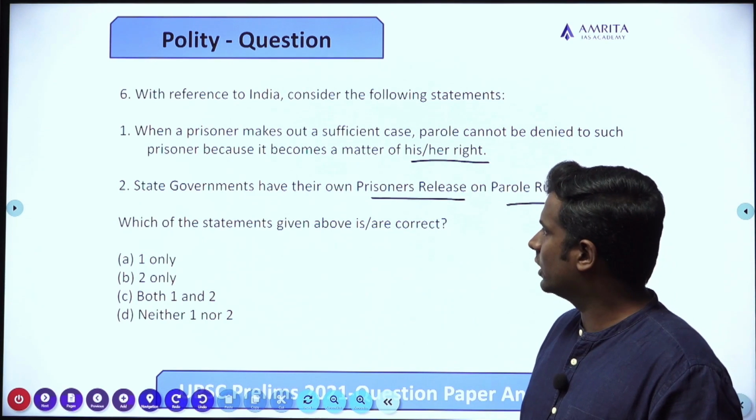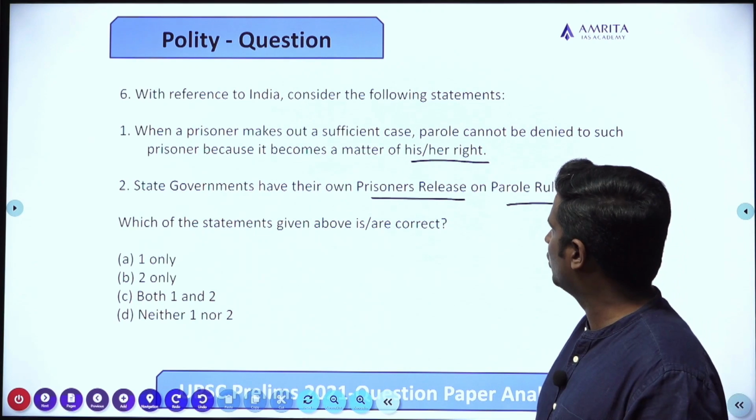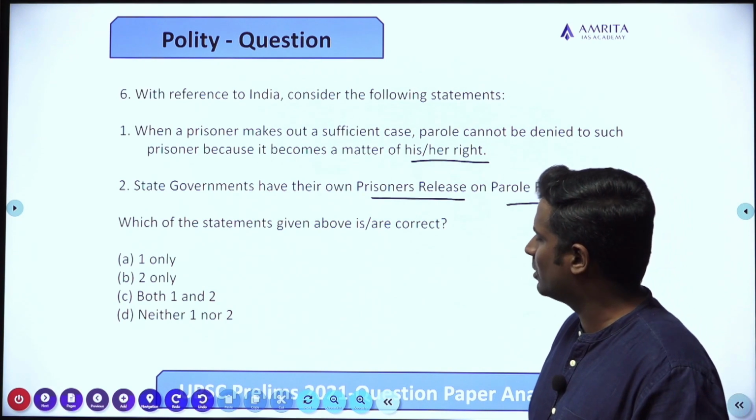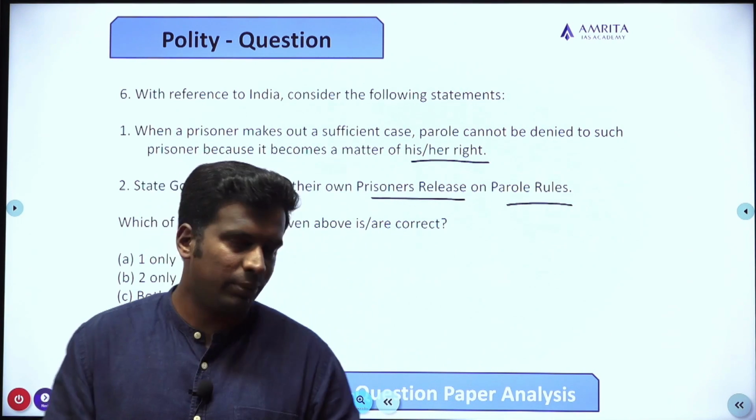So looking at this, what is parole? When a person makes out a sufficient case, parole cannot be denied to such prisoner because it becomes a matter of his or her right. Parole is not a right.